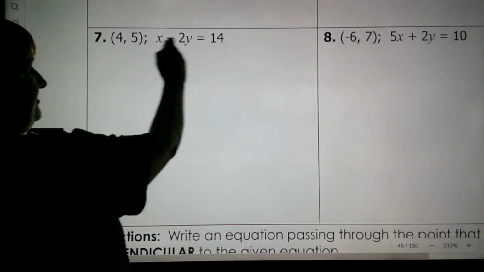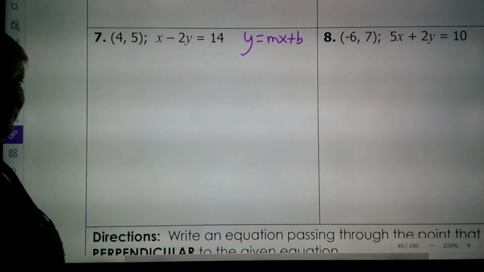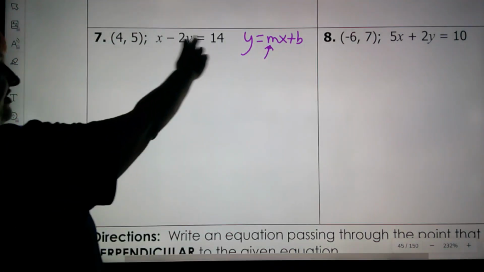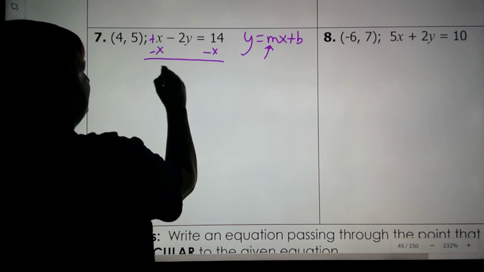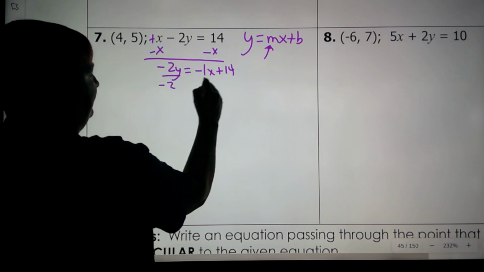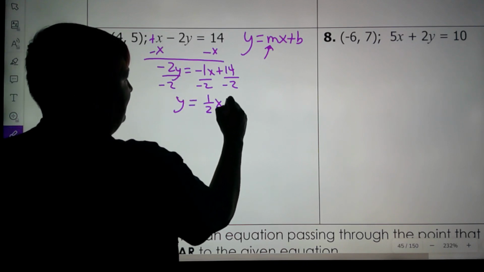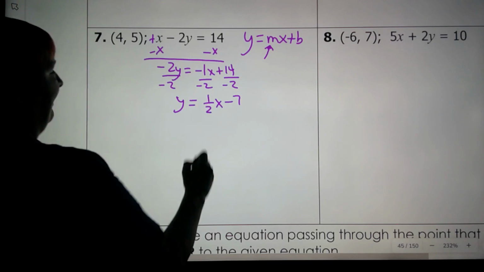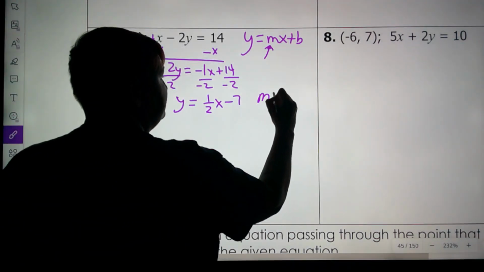Again, this one is not in slope-intercept form. We need it to be y equals mx plus b so that we know the slope, because this is your slope. So we need to convert it. We need to solve for y. This is a positive x, so we're going to subtract x. That's negative 2y equals negative 1x plus 14. Divide by negative 2 to get rid of that. y equals 1/2 x minus 7. So what is our original slope? 1/2. We want a parallel line, so our new slope is also going to be 1/2.